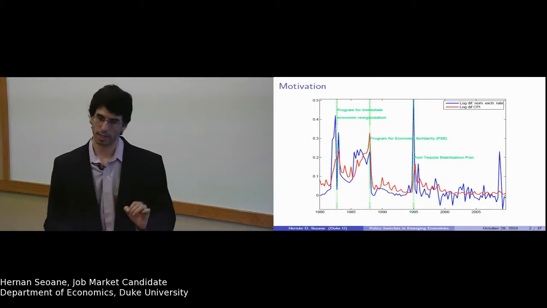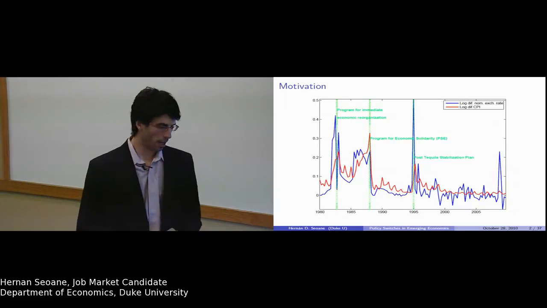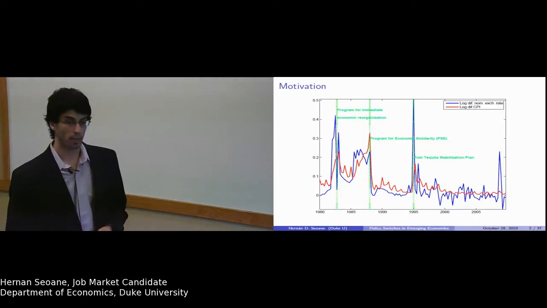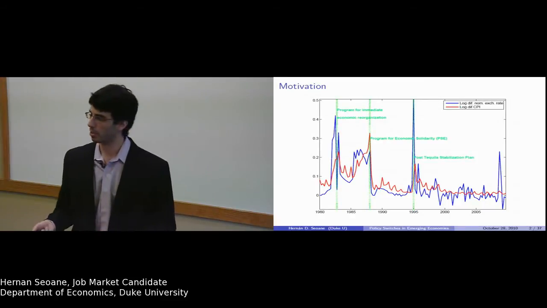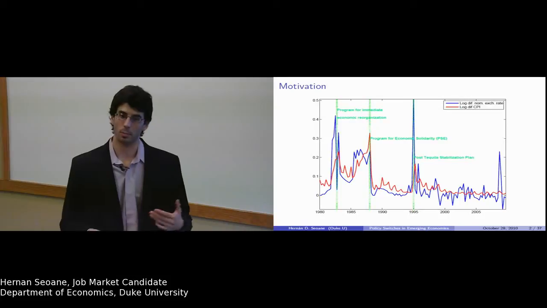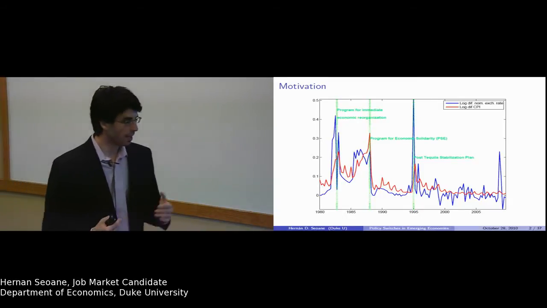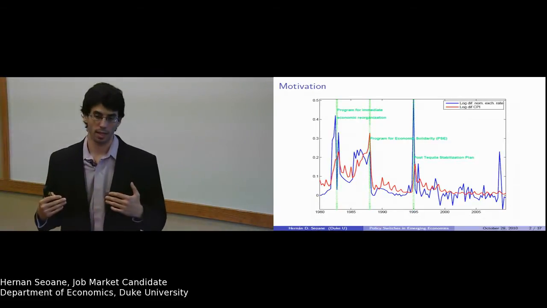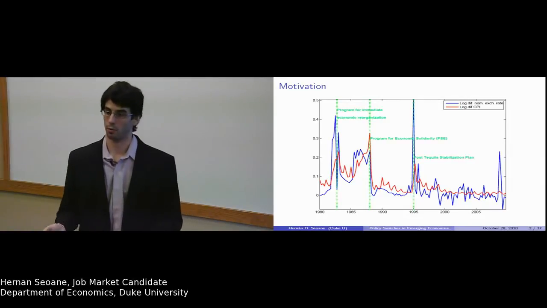The first one are the green vertical lines. These lines denote the implementation of stabilization programs in Mexico. The first line is at 1982 and denotes the program for immediate economic organization, and it's implemented after the debt crisis. The second stabilization program is implemented in 1988 and is the program for economic solidarity, and it's implemented after a long period of large macroeconomic volatility. Finally, we have a third stabilization program implemented in 1995, which is the post-tequila stabilization program implemented after the tequila crisis at the end of 1994.